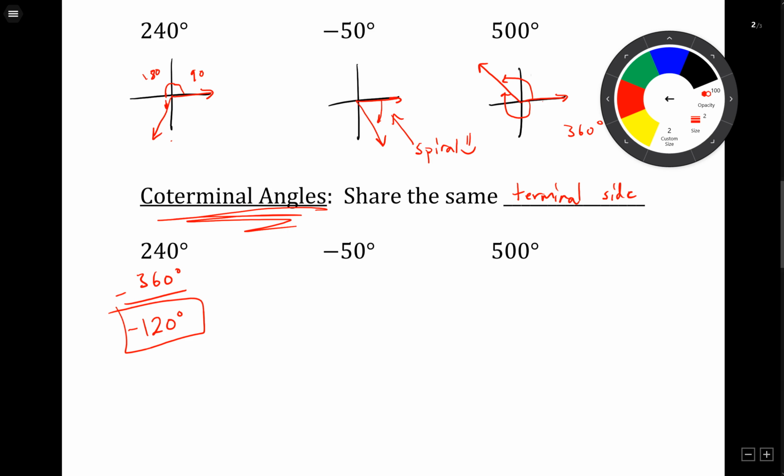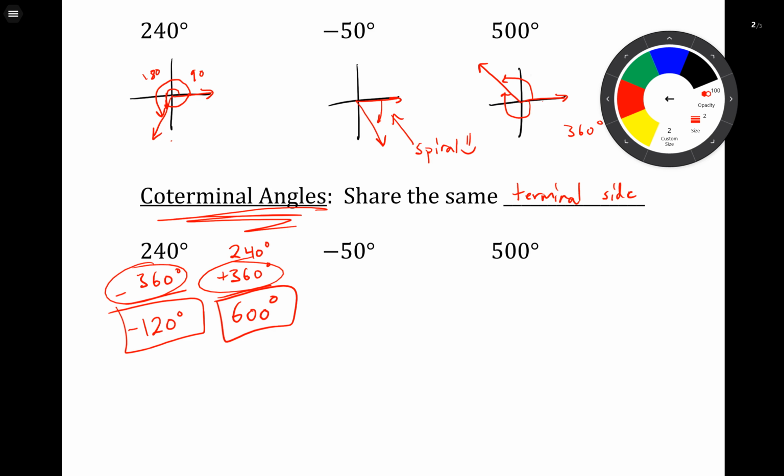Or what if, instead of just going once around, I went twice around? What if I went, whoop, now I'm at 360, and then I went around to the 240? Wouldn't that be like taking 240 and adding 360 degrees, in other words, arriving at 600 degrees? So this is another coterminal angle. Notice that if I'm subtracting or adding 360 degrees, this is where I get coterminal angles.